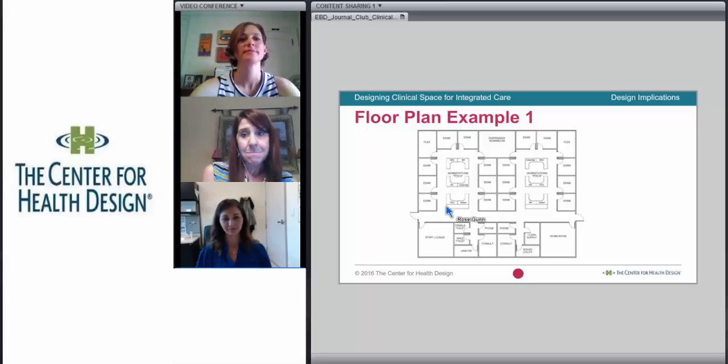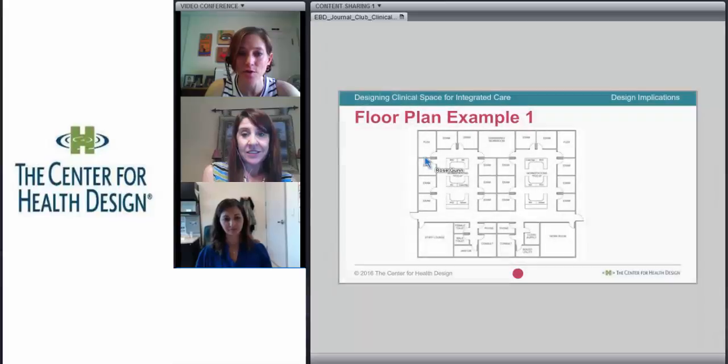Well, before I forget to answer that question, oftentimes in some of the clinics that were using these flex spaces and these open areas, they used a lot of noise machines, white noise machines, and some of them, especially some of the newer buildings, had some really great sound insulation.